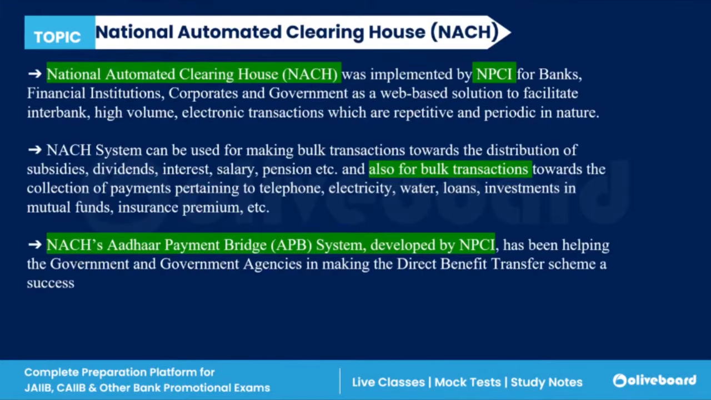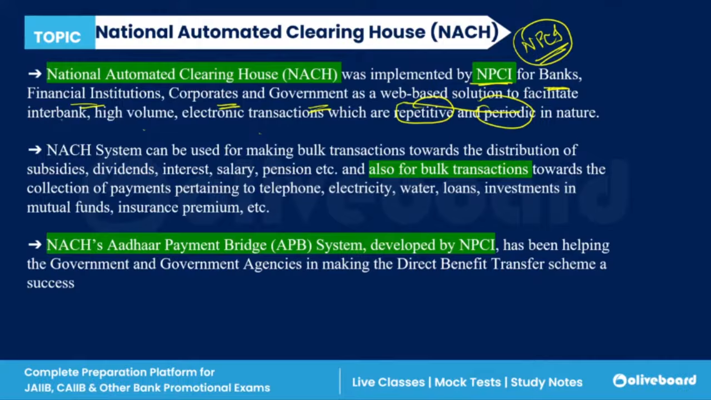Next, the National Automated Clearing House, NACH. This is a financial product operated by the National Payments Corporation of India, NPCI. NACH was implemented by NPCI for banks, financial institutions, corporates and governments as a web solution to facilitate interbank high-volume electronic transactions that are repetitive and periodic in nature.